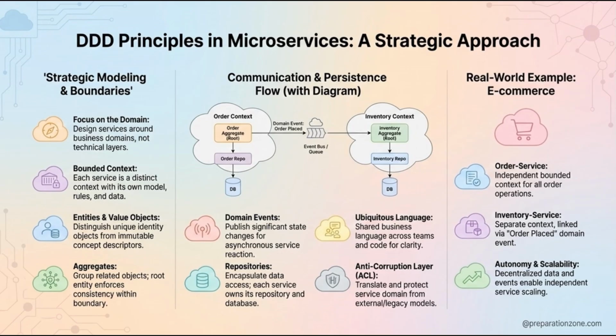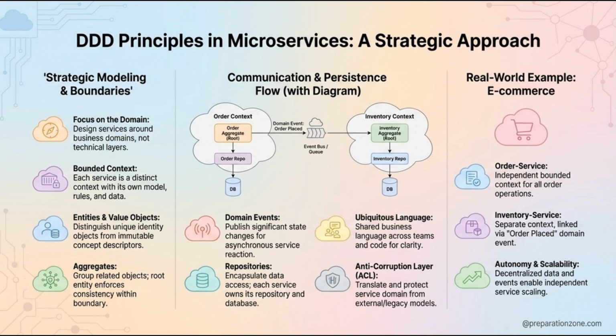Then aggregates. Within each service, related entities are grouped into aggregates with a clear root. The root enforces consistency and ensures the rules are followed. Then domain events. When something important happens, like an order being placed, we publish a domain event. Other services can react independently, creating a smooth event-driven flow.